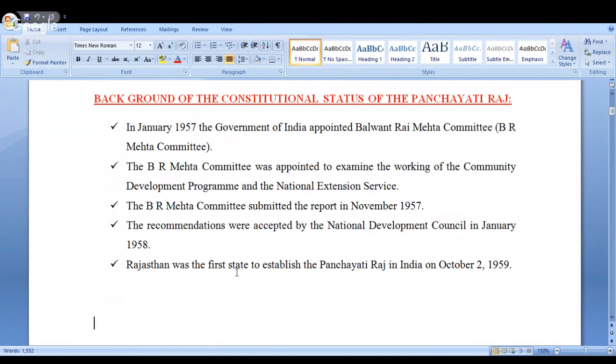Recommendations were accepted by the National Development Council in 1958, and Rajasthan became the first state to establish the Panchayati Raj in India on October 2nd, 1959, immediately followed by Andhra Pradesh on November 1st, 1959. So that is the beginning.